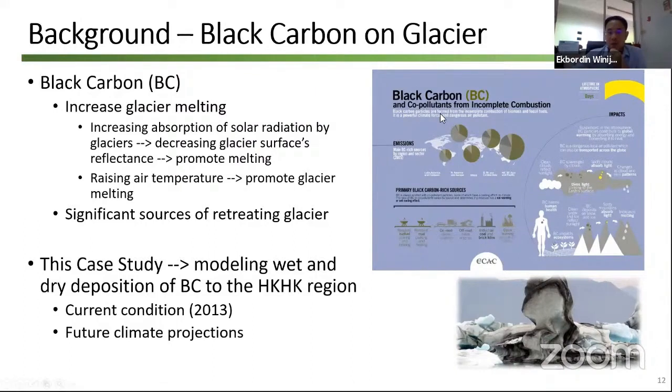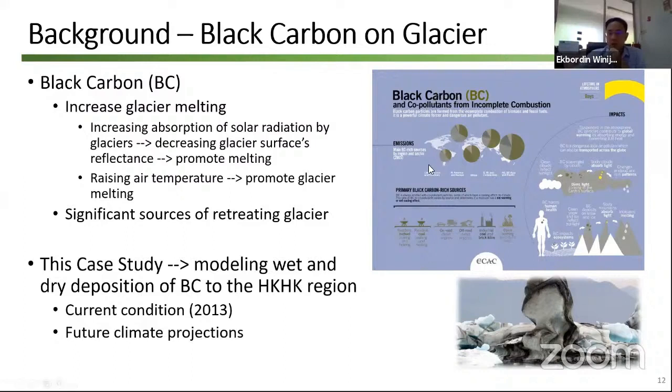Black carbon is particulate matter that usually forms during the incomplete combustion of biomass and also fossil fuels. For example, if you walk along the street and you see the tailpipe of a truck or a bus that is not well maintained, you're going to see a plume of black smoke coming out. Those are considered black carbon.